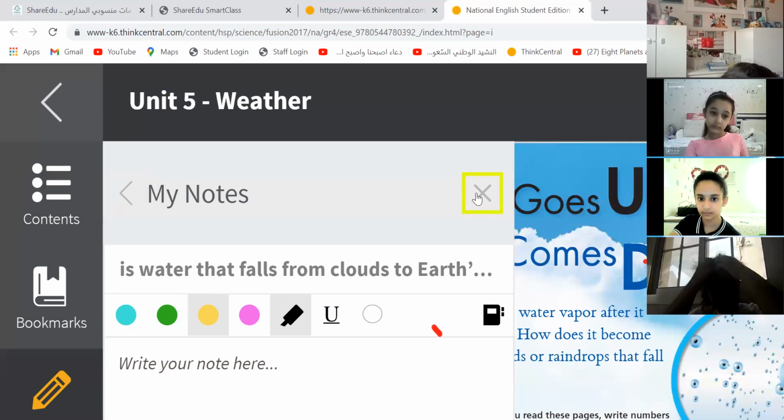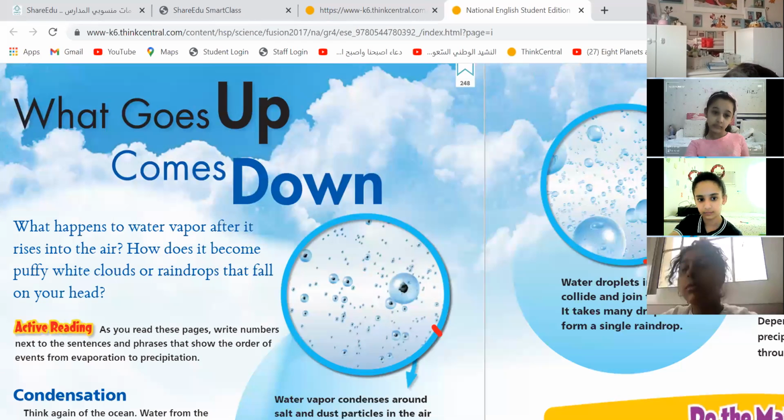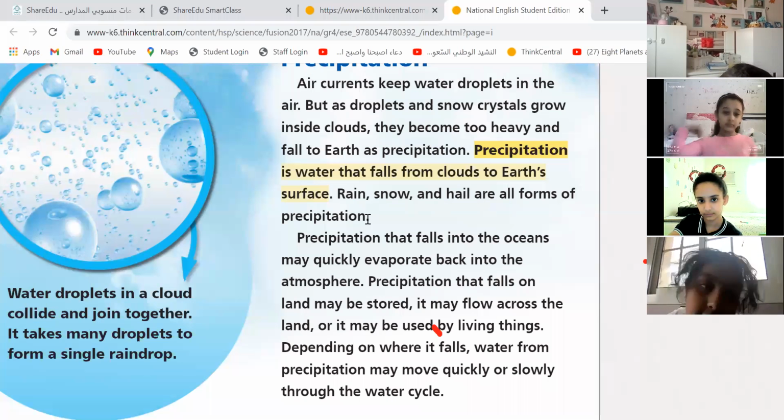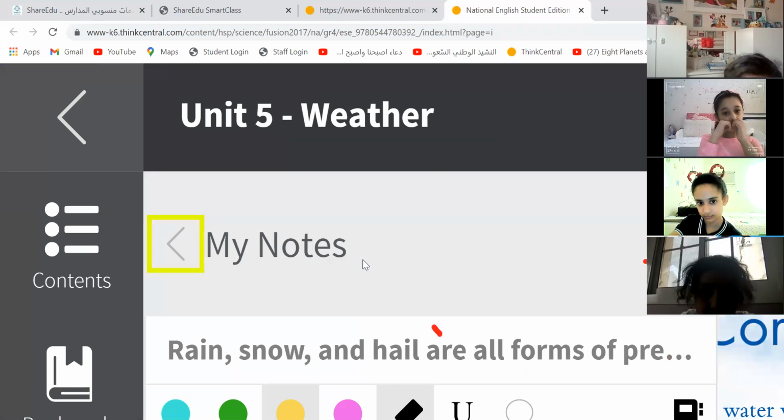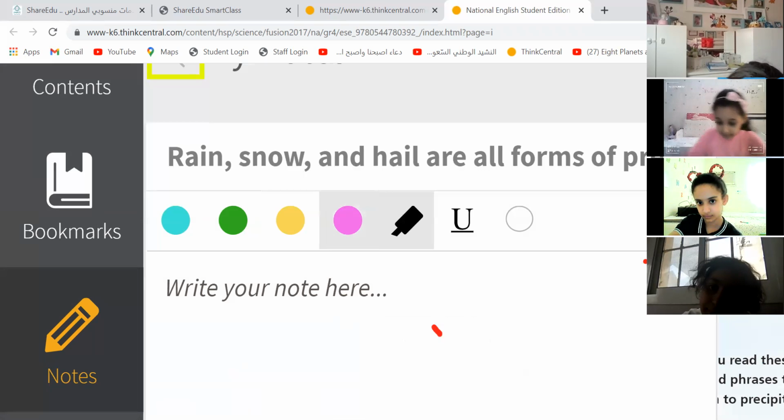Precipitation is water that falls from clouds to the earth's surface. Rain, snow, and hail are all forms of precipitation. Excellent, excellent.